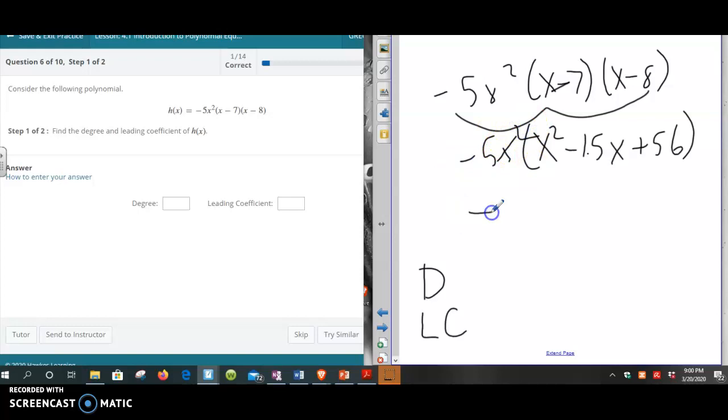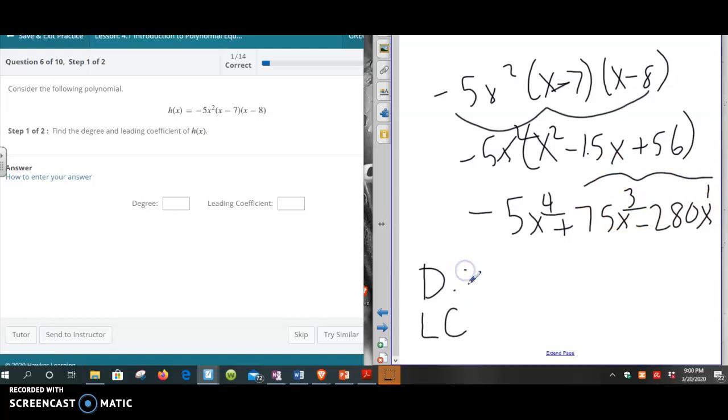So you're going to get negative 5x to the fourth plus 75x to the third minus 250x... 280x. What we really care about for degree is that the powers are in descending order, and they are 4, 3, 1. You could skip, as long as they go in order going down. So our degree is going to be 4, because that's the highest power right here. And then the leading coefficient of that term with the highest power is negative 5.